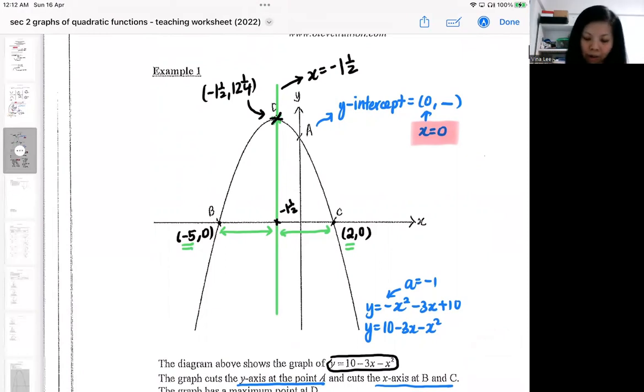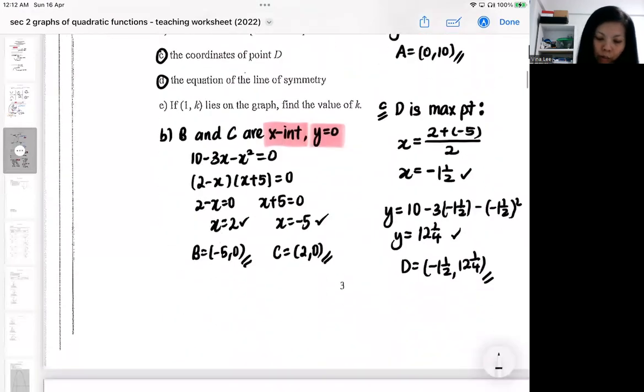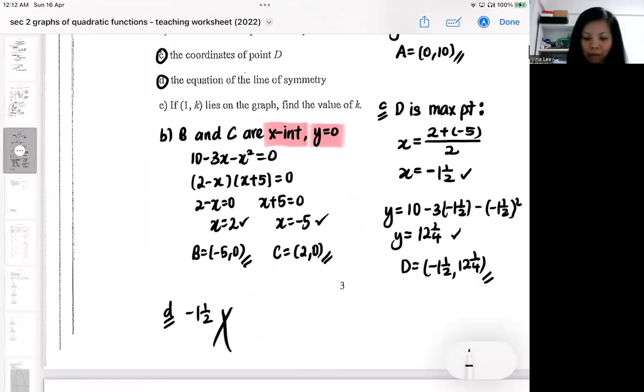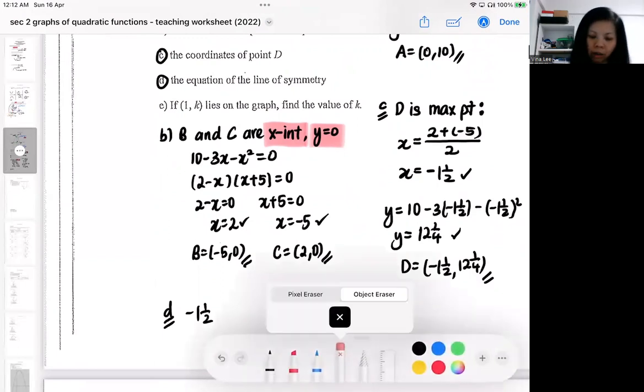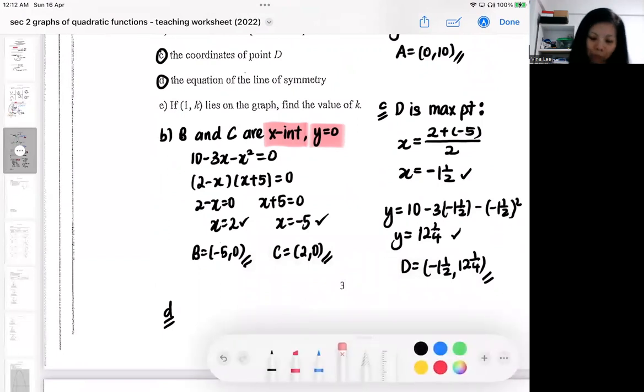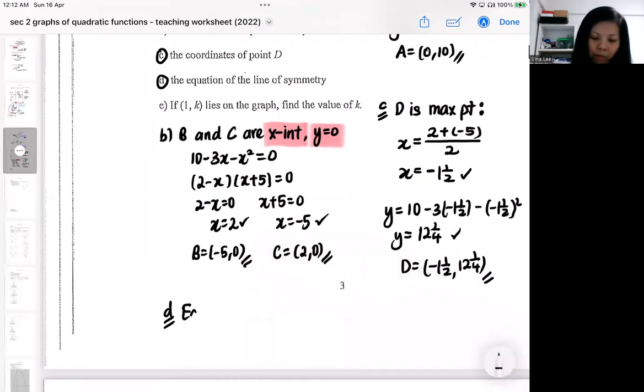If you just write the number, so there are some students who will do like this. So they'll just write this, and you will get no mark. So the equation must come with either x or y. If you don't come with x or y, that one is just a number. So what is the equation of the line of symmetry? So that will be the equation.